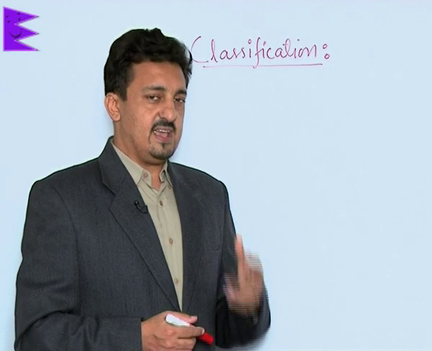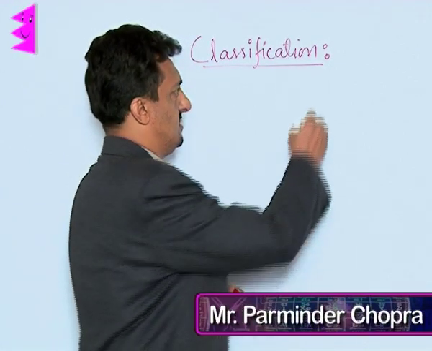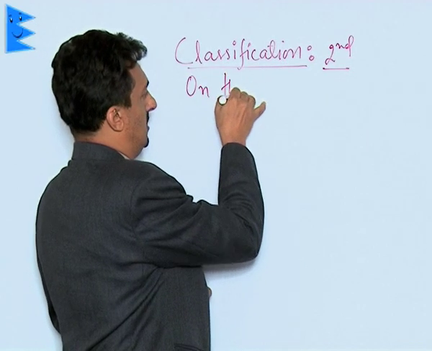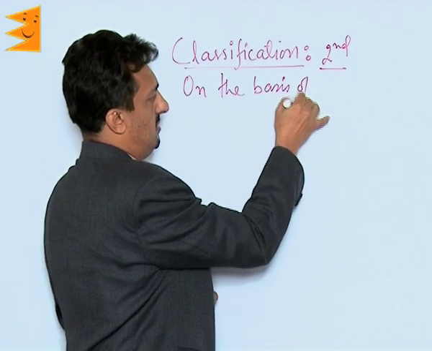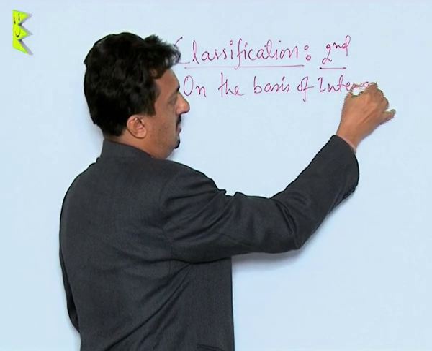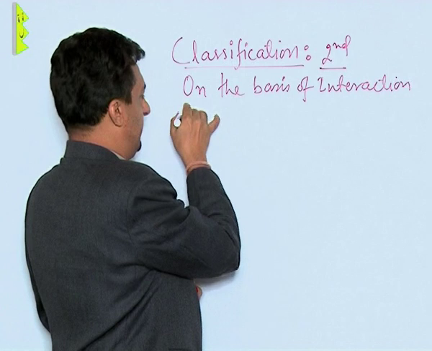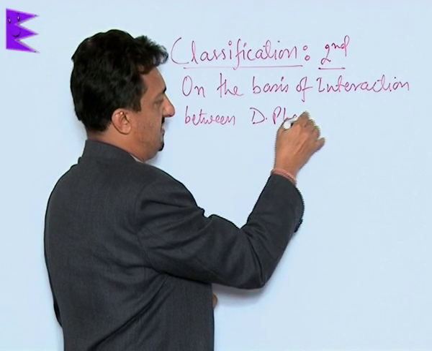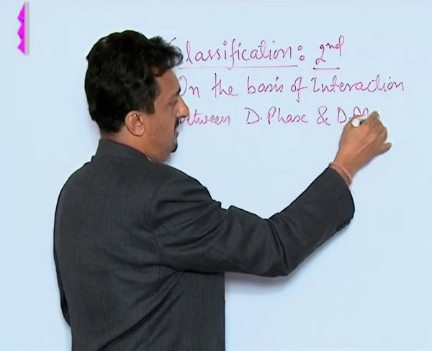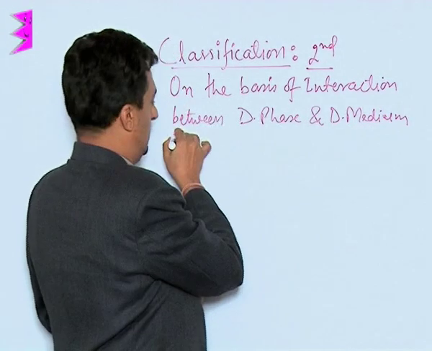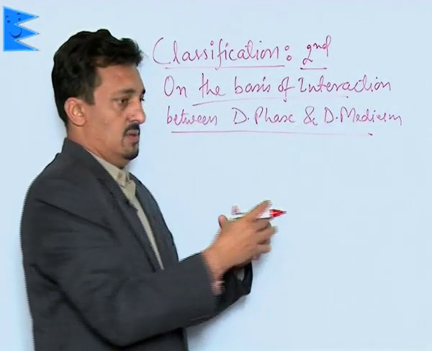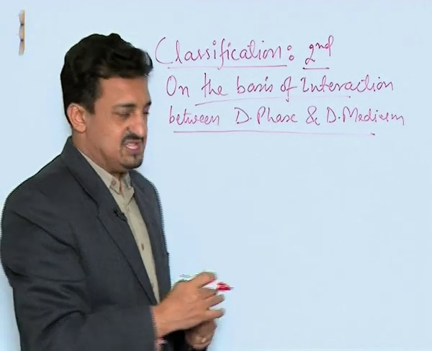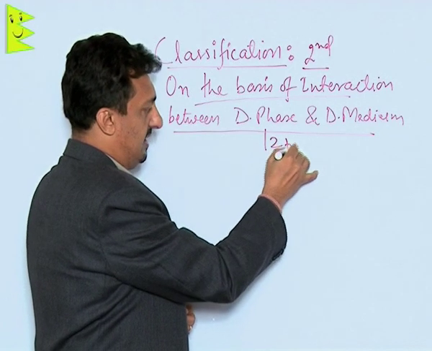Classification. The second classification of the colloids is on the basis of interaction between the dispersion phase and the dispersion medium. How these two phases of the colloid interact, what kind of interaction they have. Now on this basis, colloids are of 2 types.